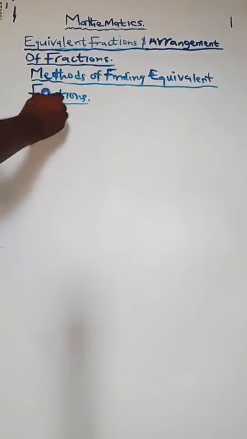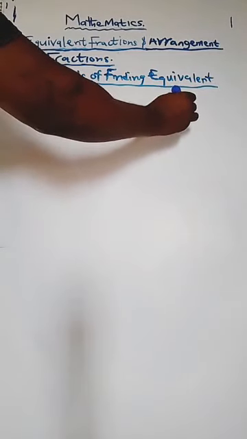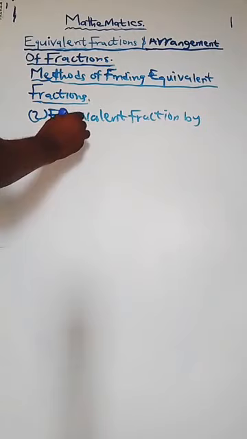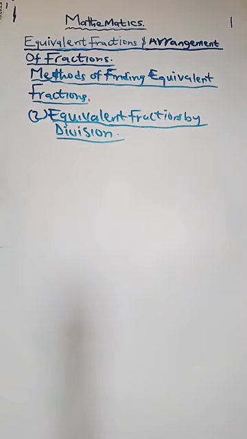Equivalent fractions by division. Like I explained in finding equivalent fractions by multiplication, what you do to the numerator, you do to the denominator. But in this case, instead of multiplying, we are going to divide. So whatever we use to divide the numerator, we also use to divide the denominator.